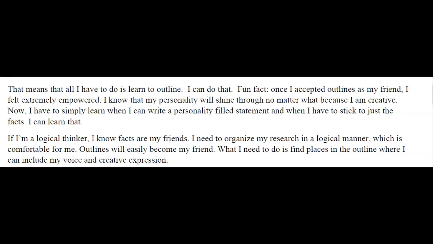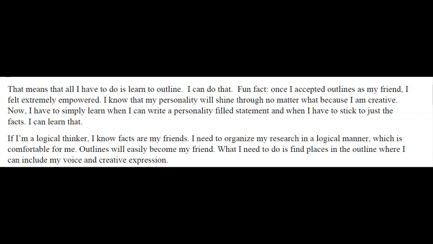Now, I am an elaborate thinker and a visual learner. So what do I need to be sure to focus on? And that is disciplining myself to create an outline, to organize my thoughts so that I don't just spew out random thoughts like I do. Once I accepted outlines as my absolute friend, I was empowered beyond belief. Now I just have to learn how I can keep that personality included in the essay without letting that creative personality take over the essay.